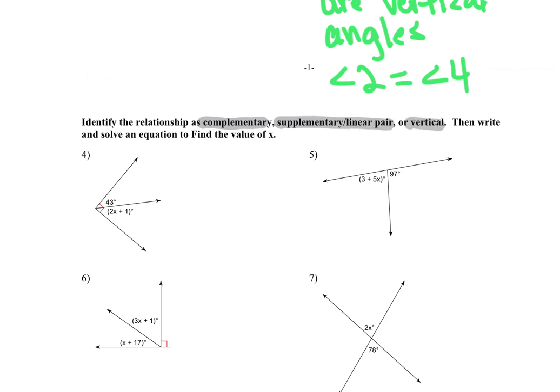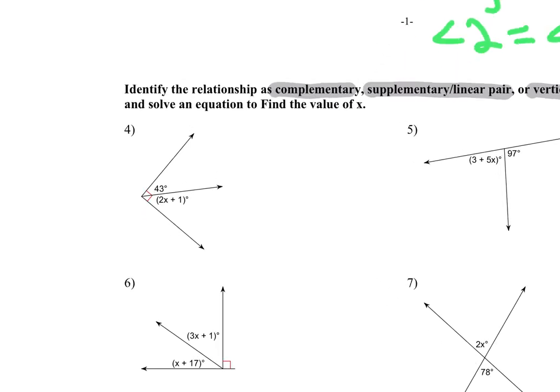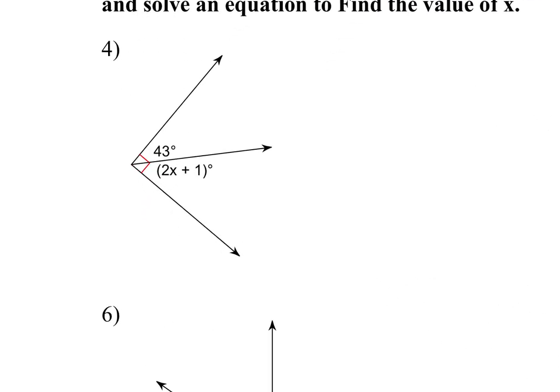Okay, so as we're looking at this first one, I've got this little square in my corner. Little square in my corner automatically makes me say right angle, so I know that's a 90-degree angle. 90-degree angle means that it is complementary.